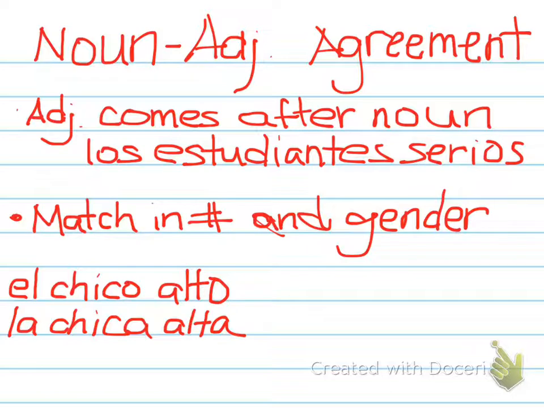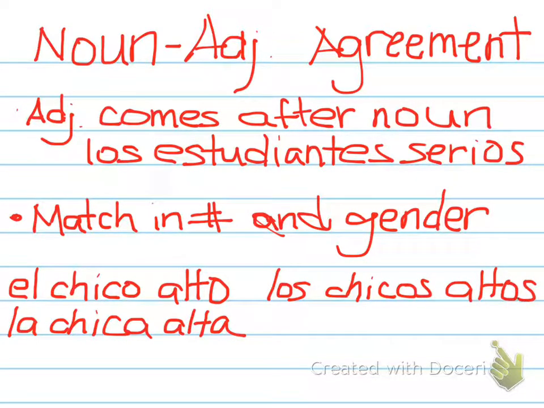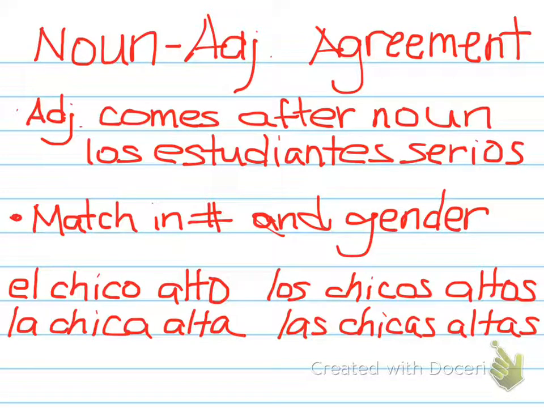For the plural side, it could be los chicos altos. So you have to add an S to your adjective in order to make it match with los chicos. So adding an S makes it plural. And the feminine example would be las chicas altas. So again, adding the S to your adjective makes everything agree.